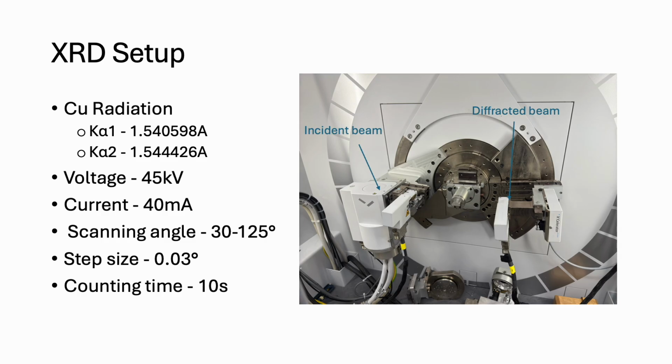Our setup for the XRD experiment used copper radiation, where the wavelength for K alpha 1 is 1.540598 and the wavelength for K alpha 2 is 1.544426. The voltage we applied was 45 kilovolts, and the current is 40 milliamperes. The scanning angle for the experiment was from 30 to 125 degrees, the step size is 0.03 degrees, and the counting time is 10 seconds.